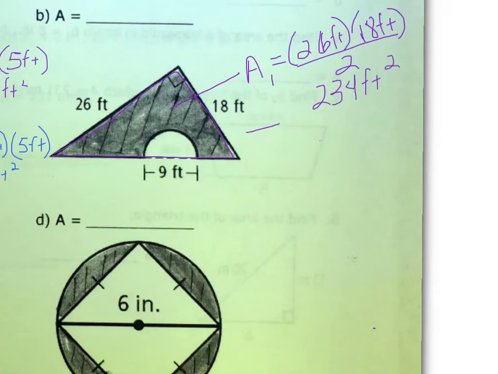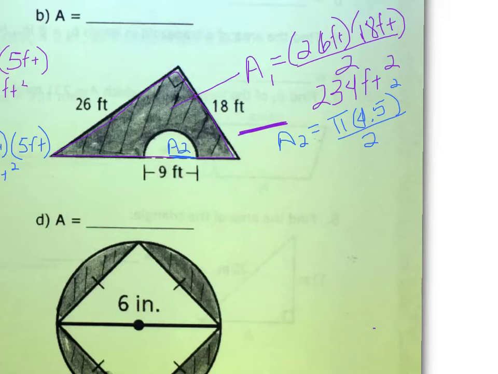And now we have to subtract. We have to subtract the area 2. This is going to be area 2. We subtract area 2, which is, what's the formula for the area of a semicircle? Pi r squared. And the radius is half, right, of the diameter, which is 4.5. So it's 4.5 quantity squared. And then you get half of that. So let's just put all of that into the calculator.